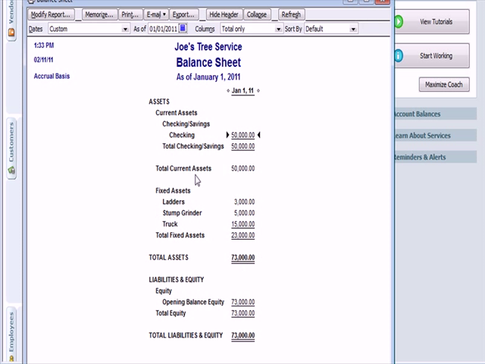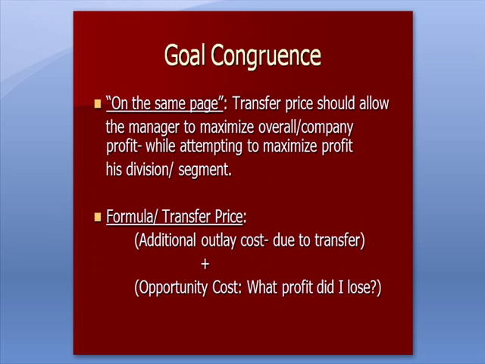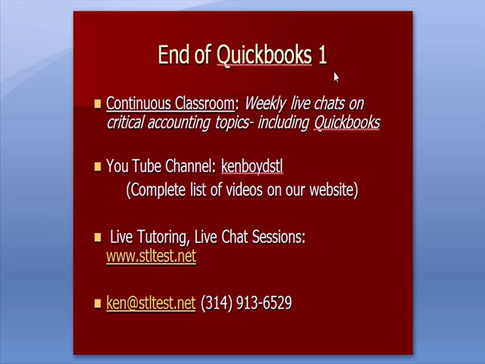I have 3 fixed assets, the ladders, the stump grinder, the truck, totaling 23,000. I have assets of 73,000. I have total liabilities and equity of 73,000. So I can see that my entire transaction got posted. That's as far as we're going to get at the end of QuickBooks 1.